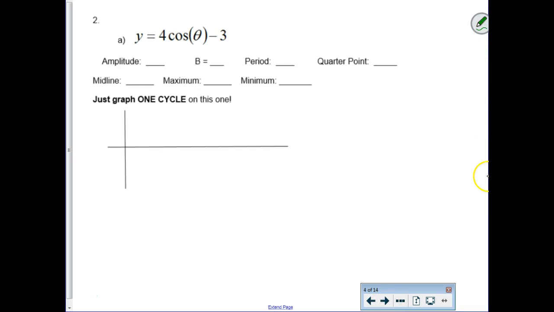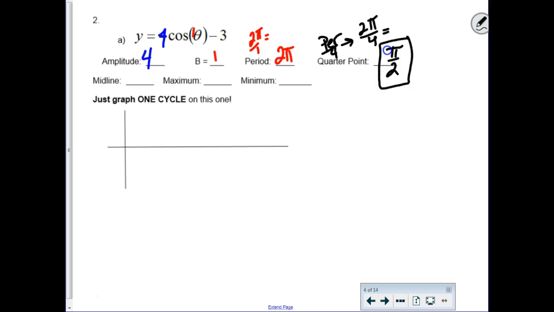And let's look at this one. So this time, the amplitude is still written over here as a 4, so that's cool. The b value, the number inside with the theta, there's a 1 there, which means the period is still going to be 2 pi, because 2 pi divided by 1 is still 2 pi. And then the quarter point, you're supposed to take the period and quarter it. So for us, that would be 2 pi divided by 4, which I would like you to reduce to pi over 2. So remember, this number here, this is what we're going to count by.